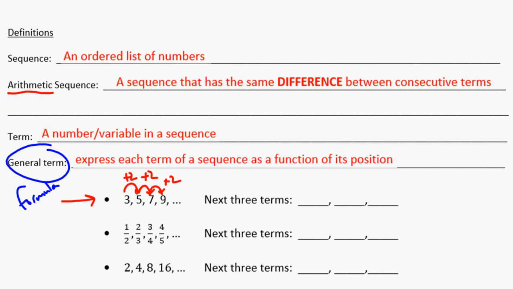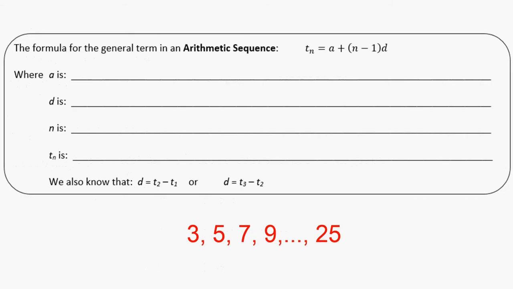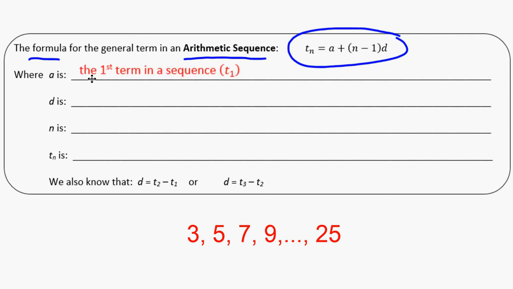All right, so let's continue. We'll define a few more things. Here's our formula for an arithmetic sequence. T of n is equal to a plus n minus 1 times d. Let's define all these. a, just like in our last unit on exponential functions, is the first term of the sequence, and we can also call that t1. d is the difference between consecutive terms, so we can say d is tn minus tn minus 1.